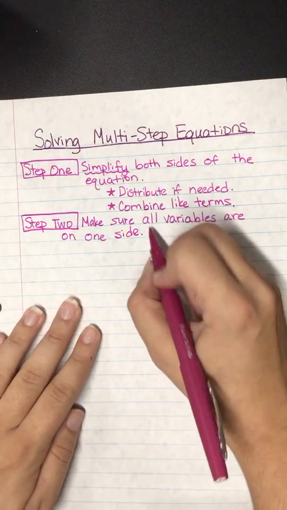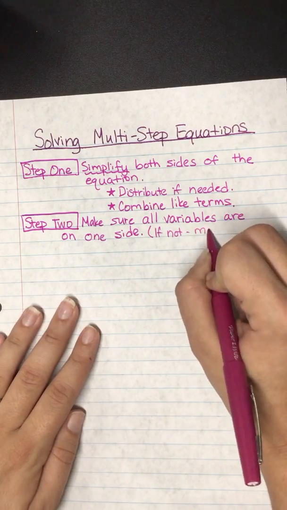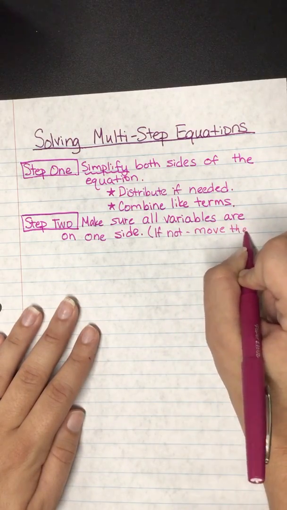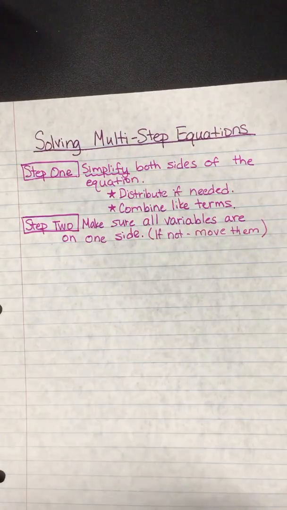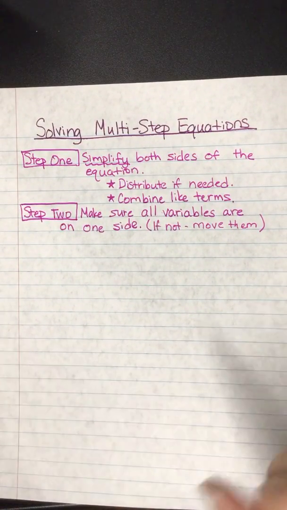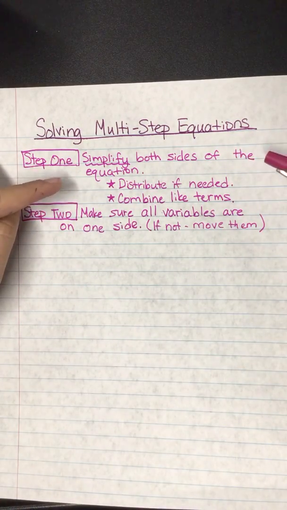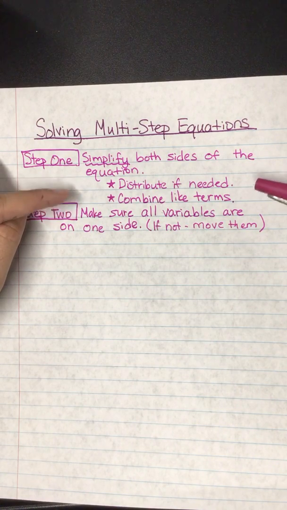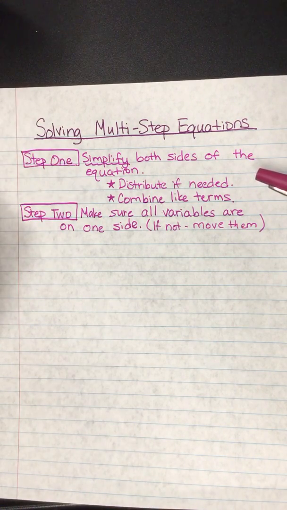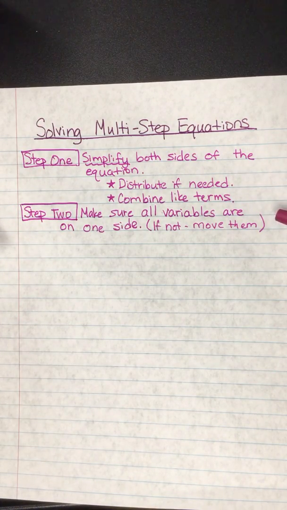If they're not on the same side, we're going to move them. And we'll talk later about how to decide which side to put them on. But you could do it either way. Sometimes it's just simpler to move one over the other. So we're going to simplify both sides by either distributing or combining like terms, if we need to. And then we're going to make sure all variables are on the same side, if we need to.